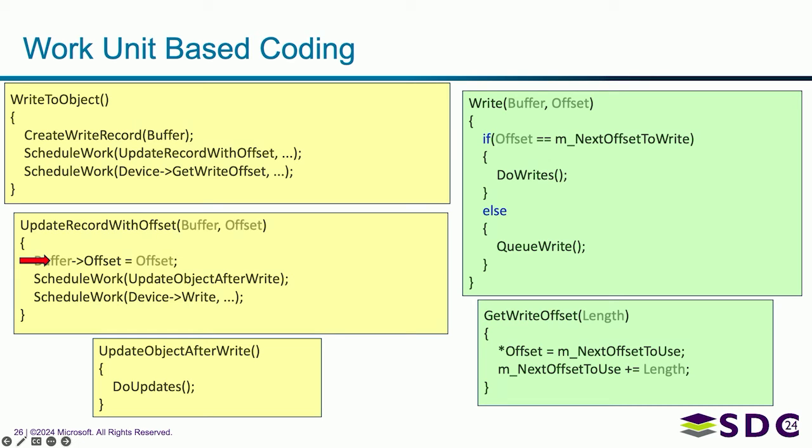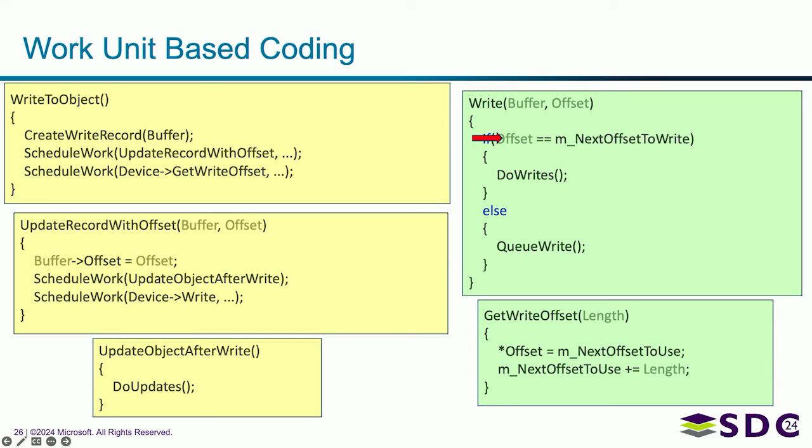It actually updates that, and it says, okay, when I'm done doing this, I want to update my object, whatever that is after the write, and then I'm going to actually schedule the write. And so it schedules the work of go write to the device. And then here's where we had to write a little bit of extra code. This is where it's just getting people out of that mindset of instead of just saying, I'm going to lock the device and nobody can do anything.